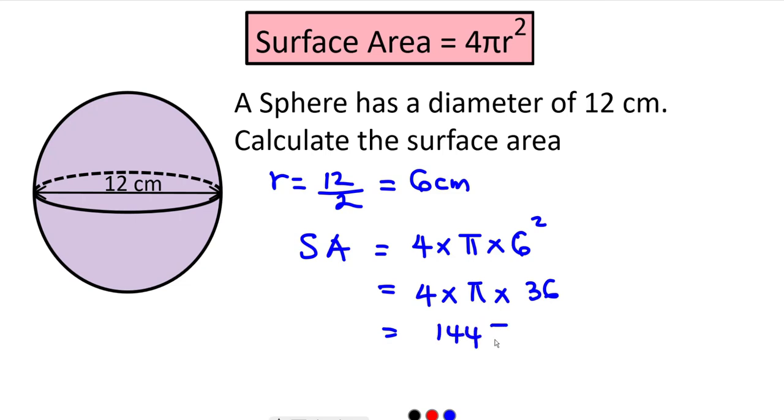144 times pi. And then of course we need a numerical value for this, not just in terms of pi. So we're going to punch pi in a calculator and then multiply by 144. And when you do that, you're going to get 452.4. Again, we're leaving this to one decimal place, and the unit, because this is area, is going to be in centimeters squared.